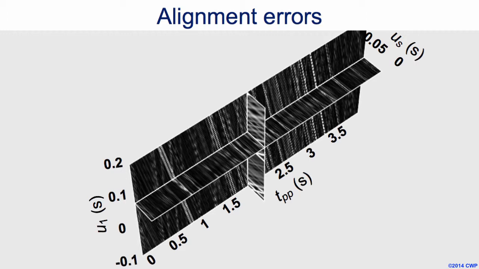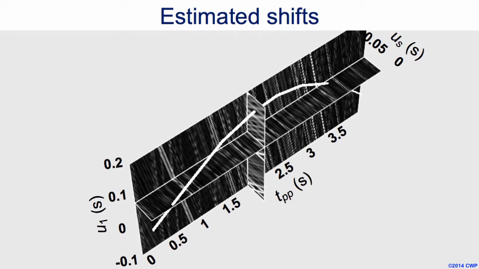So this is just a three-dimensional display, and now the optimal path of shifts as a function of PP time. The optimal path is going to have a U1 and a US for every PP time. And here are the estimated shifts for the synthetic traces that I just showed you.